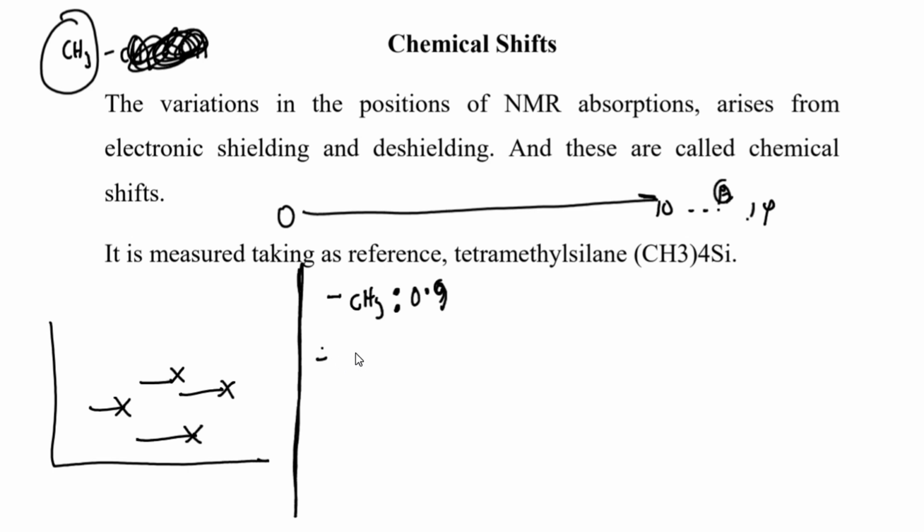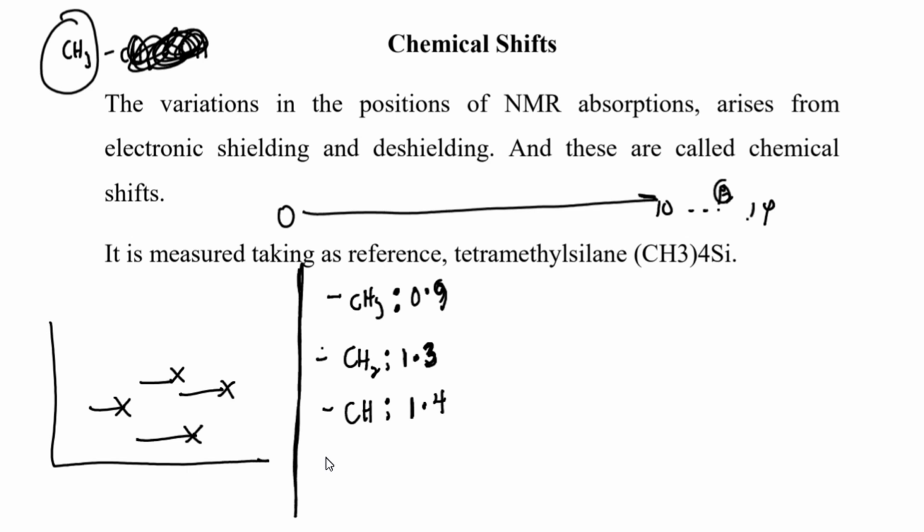When we have CH2, it is around 1.3. But it's important to note these values can also change. I will tell you when they can change. They can change in the presence of electronegative atoms, but I will tell you. Let's continue. We can also have CH value. CH value is around 1.4, right?